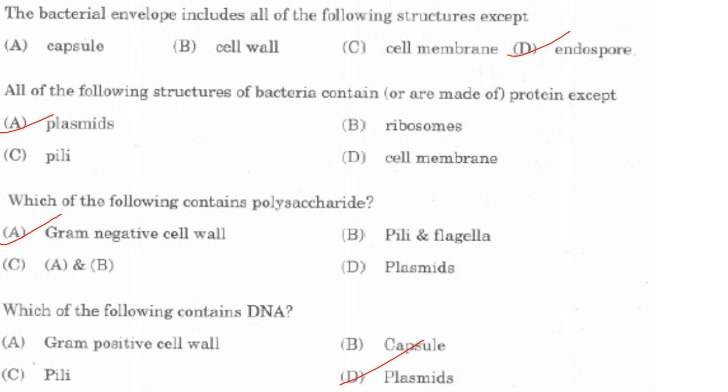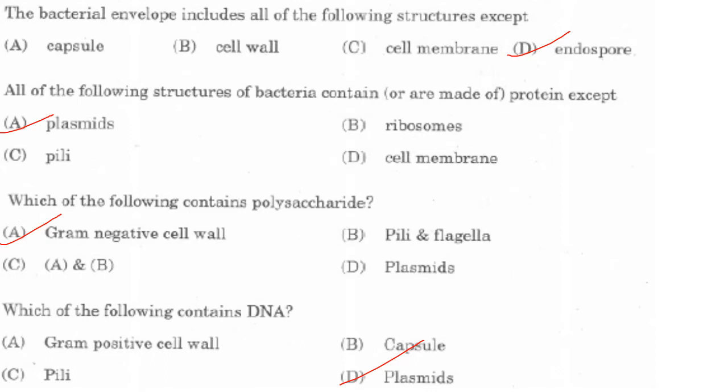Then, the bacterial envelope includes all of the following structures except endospore. Answer is option D, endospore. The bacterial envelope includes capsule, cell wall and cell membrane, but it does not include endospore. Endospore is produced to ward off unfavorable conditions by bacteria.